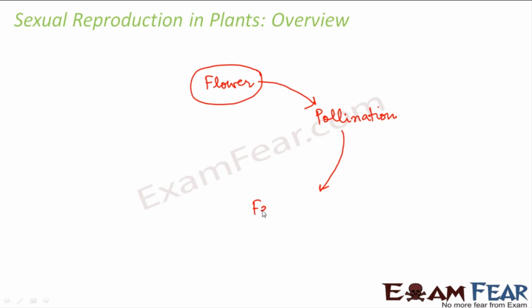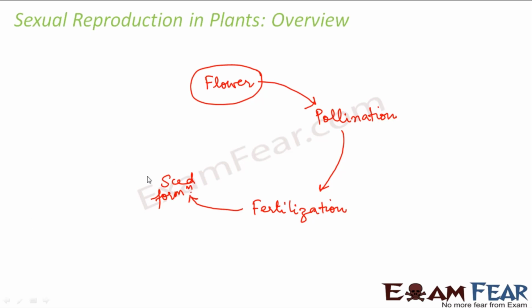What was the next step? Next step was fertilization. In this step, the pollen grains will actually reach the ovary of the flower and it will fuse with the egg, and as a result, zygote will be formed. Now once the zygote is formed, after that what happens? The zygote will divide repeatedly and it will become an embryo. Once the embryo is formed, the ovule will convert itself into a seed. So seed formation will take place.